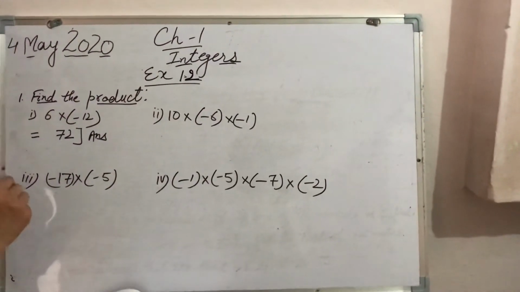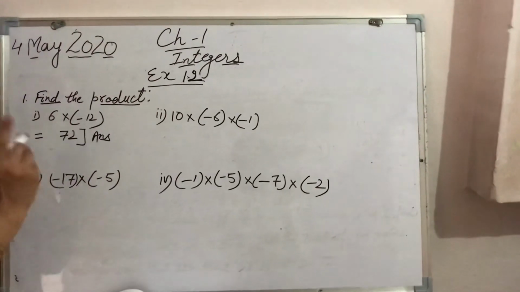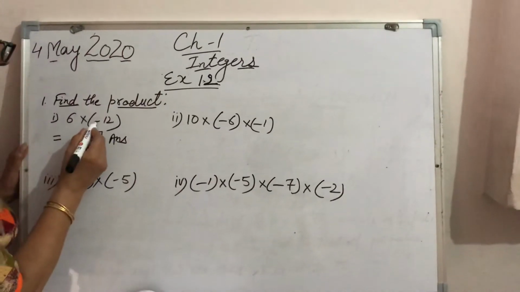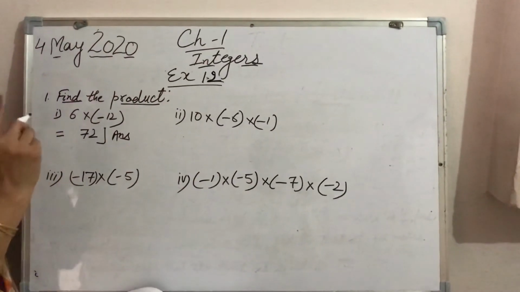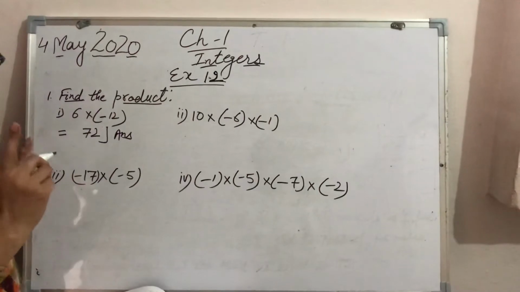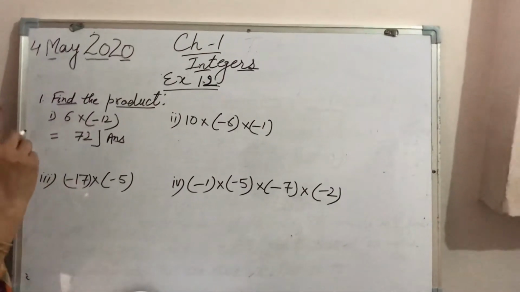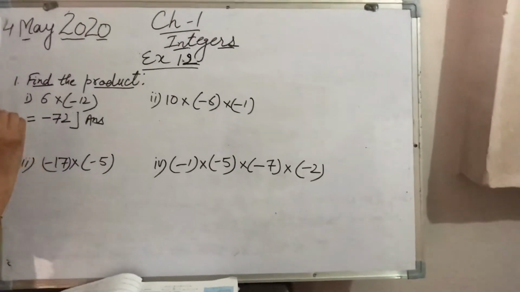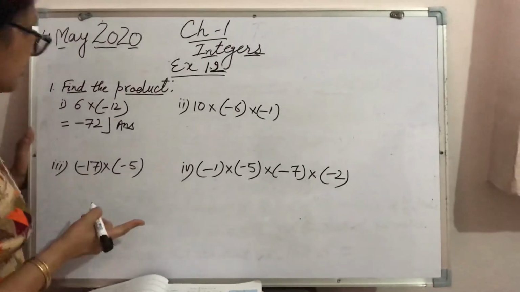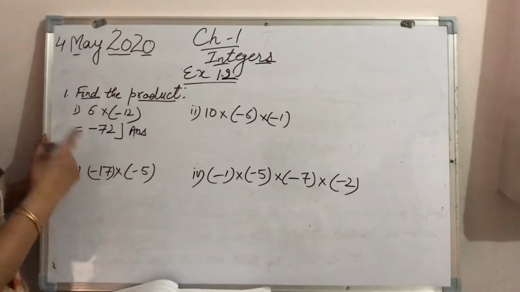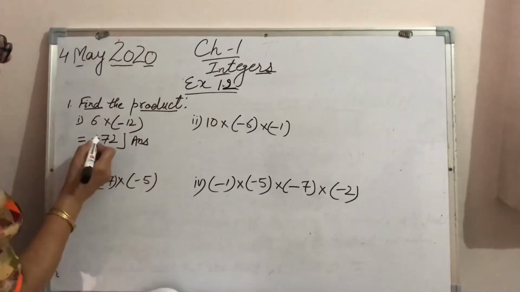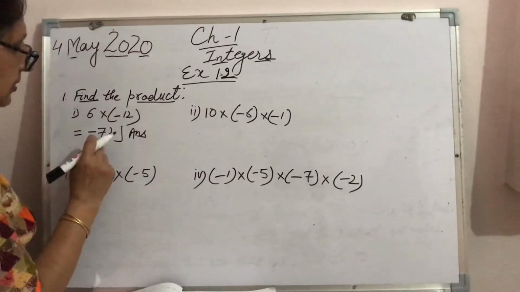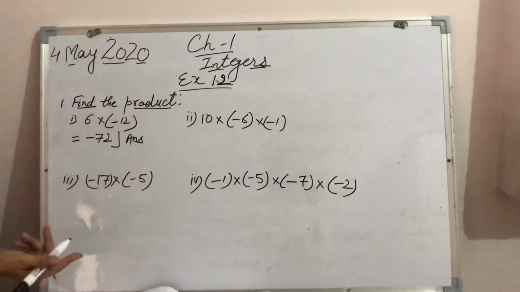How do we calculate the signs? We have to count the number of negative signs. There is only one negative sign, and 1 is an odd number. If the number of negative signs is odd, then the answer will be negative. But if the number of negative signs is even, the answer will be positive. So only one sign is here, 1 is an odd number, that's why we are using minus 72. This is the answer, very simple question.